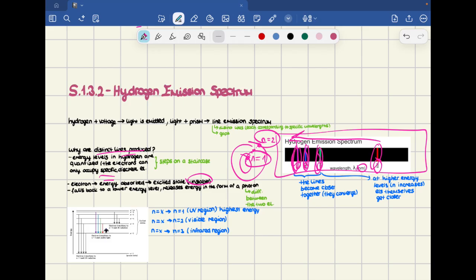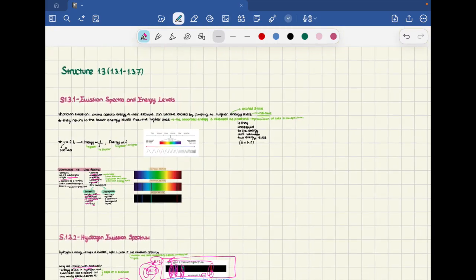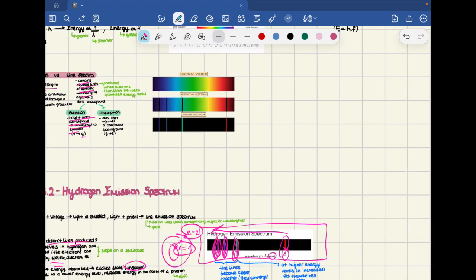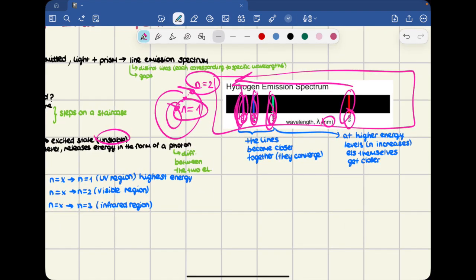As we know, purple has the highest energy. We can just take a look at our electromagnetic spectrum for this, and we can see how the discrete lines converge. This is due to the fact that at higher energy levels, as the principal quantum number increases, the energy levels themselves get closer.